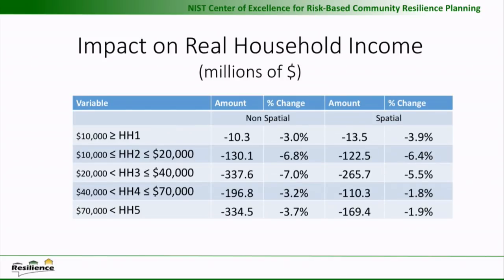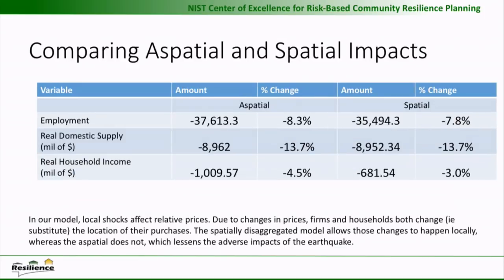Here we've looked at household income, and this really demonstrates the difference between the aspatial and the spatial models. For economic losses in terms of real household income, the aspatial model predicted a $1 billion loss in real household income, whereas the spatial model predicted only a $681 million loss. And again, this is shocking the economy and not examining any types of recovery processes, no infusion of resources. We're just looking at the prompt effects of the disaster.